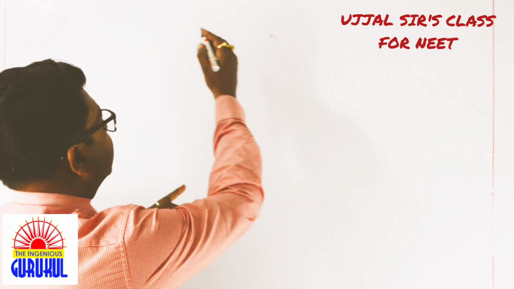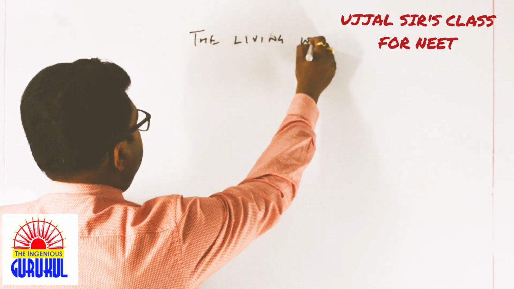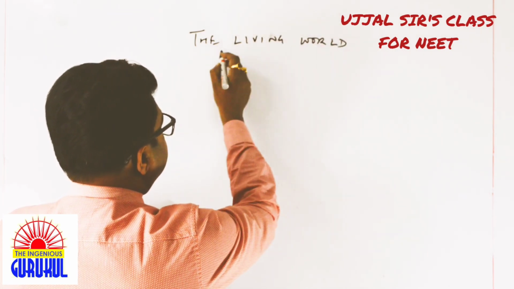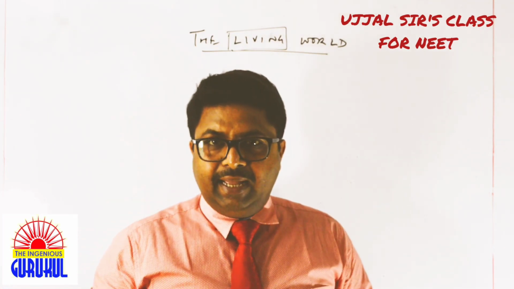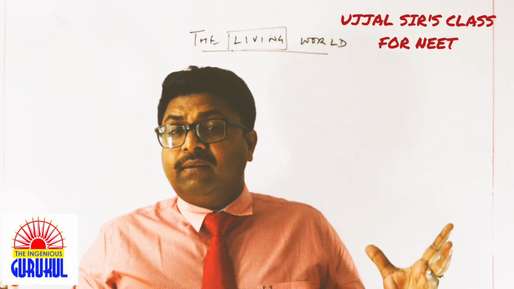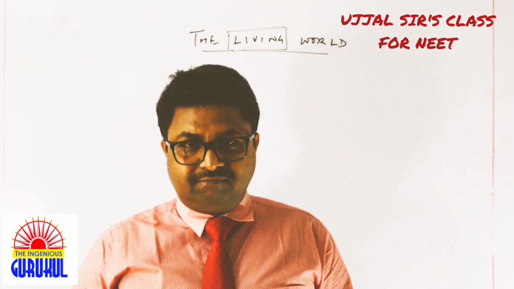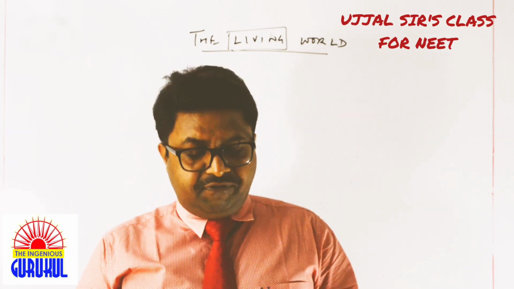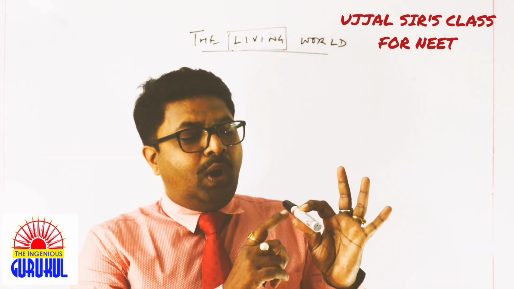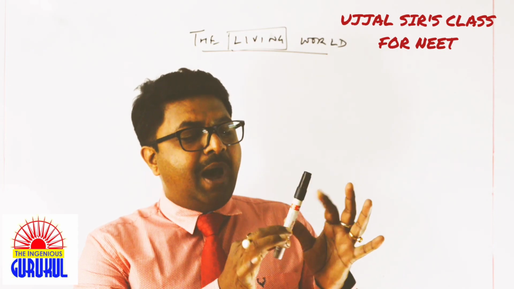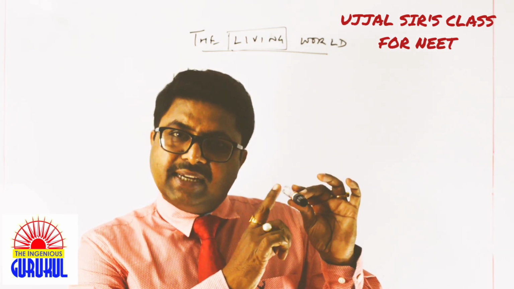Students, so the topic is the living world. What does this topic talk about? The topic talks about what we mean by living. And really, what do we mean by living? It means we will talk about some characteristics of being living. Say for example, if I consider this marker to be living, then what characteristics should the marker carry to call itself a living one?